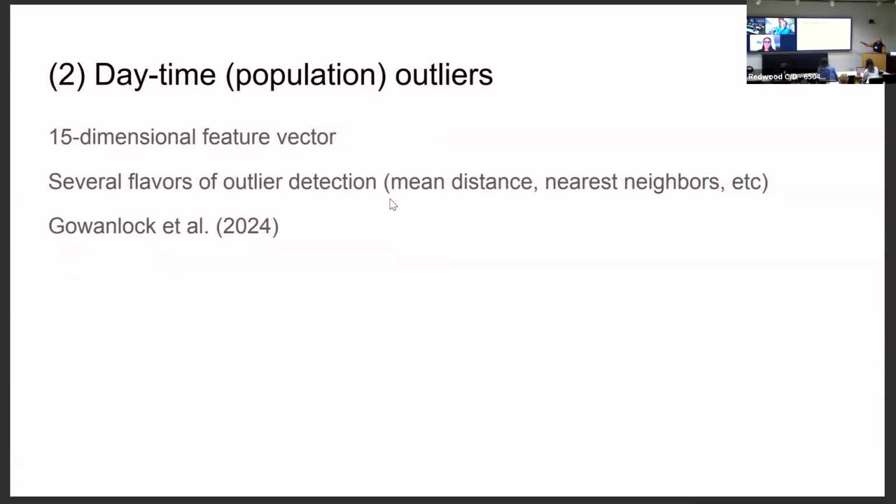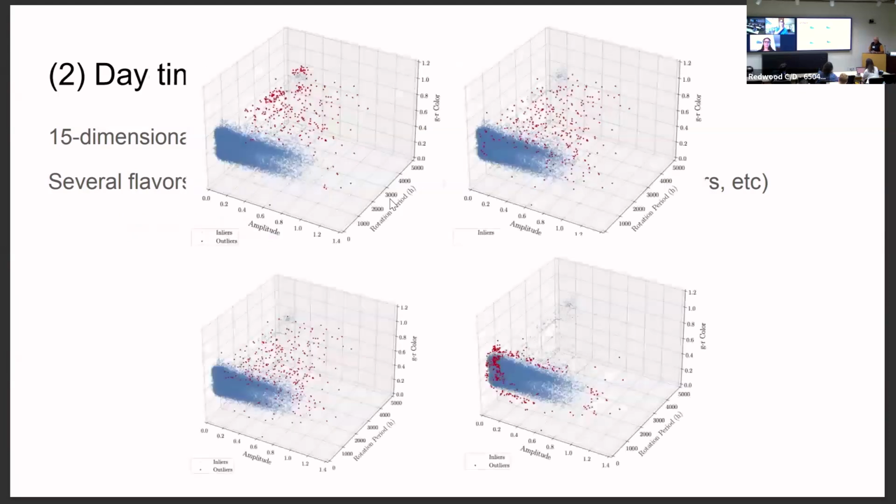I'm going to briefly also tell you about our population outliers. This is what we call daytime processing. So, during the day after all of our nighttime alerts have been ingested, we can then look and say, okay, which of the asteroids in our population look unusual compared to others? At the moment, we're working with a 15-dimensional feature vector. These are properties of the asteroids. There are several flavors of this outlier detection, and I refer you to Mike Gowanlock's paper, which I think was published last week. So there are a lot of details there.